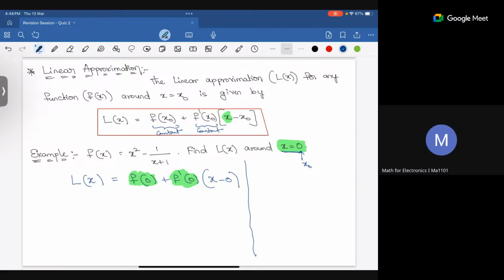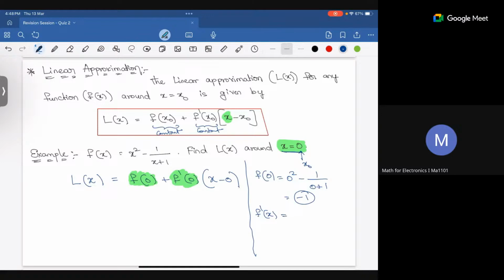Properly defined means you should know all the information, like you should know f of 0, you should know f prime of 0 also. It should exist. Likewise, f double prime, f triple prime, everything should exist. So here in this case, we have f of x like this. So f of 0 is 0 square minus 1 by 0 plus 1. Right? So f of 0 is simply minus 1. And we can also find f prime of 0. For that, we need f prime of x.